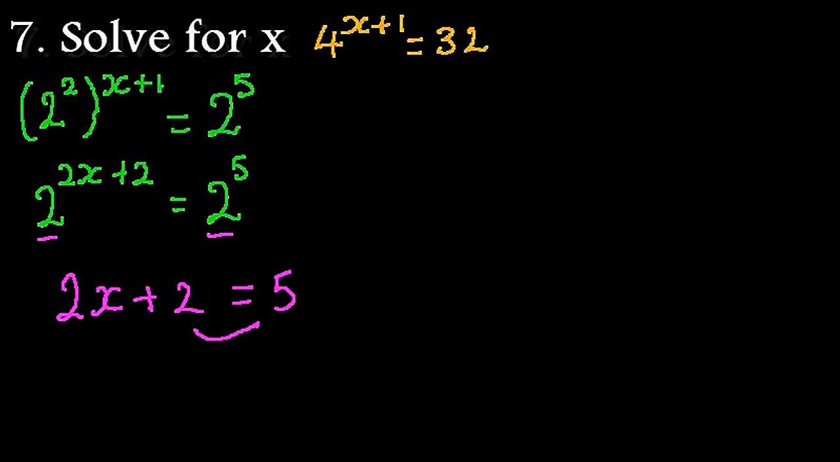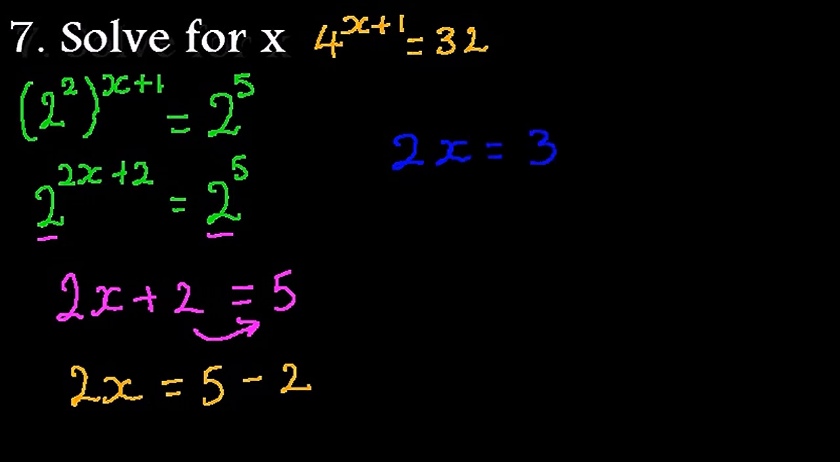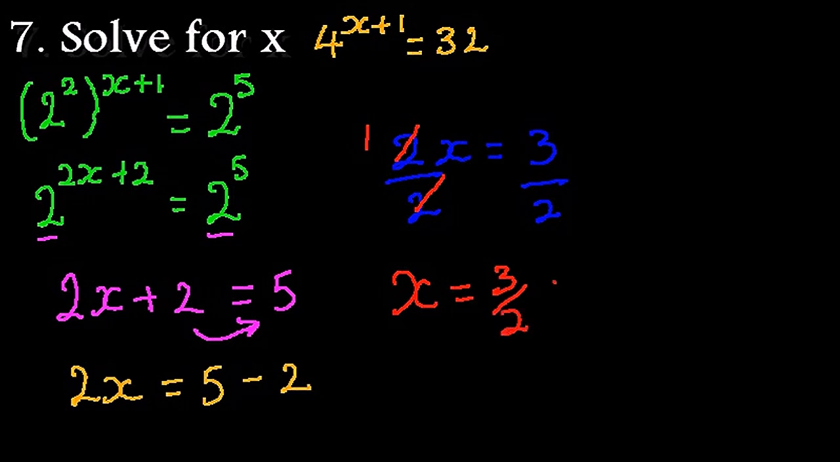We take 2 to the other side, to the right hand side. So we have 2x is equal to 5 minus 2. 5 minus 2, we get 3. So 2x is equal to 3. Divide both sides by 2. When you divide both sides by 2, 2 divided by 2, you get 1. So our x is equal to 3 over 2, or 1.5. And that is the answer to that question.